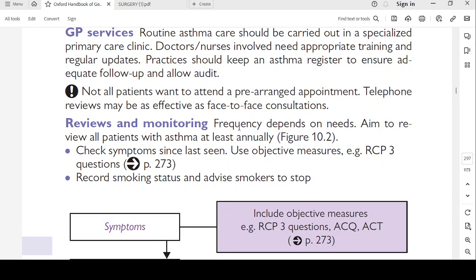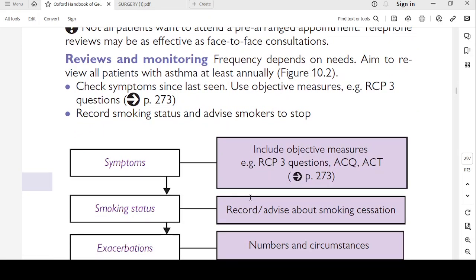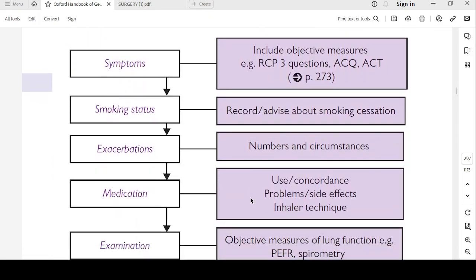Reviews and monitoring. Frequency depends on needs. Aim to review all patients with asthma at least annually. Check symptoms since last seen. Use objective measures like the RCP 3 questions. Record smoking status and advise smokers to stop. Symptoms include objective measures like RCP3, asthma ACQ and ACT questionnaires.